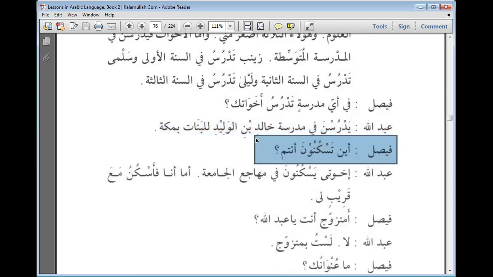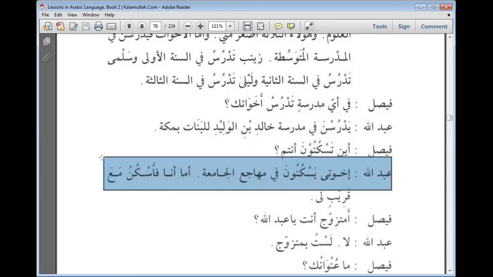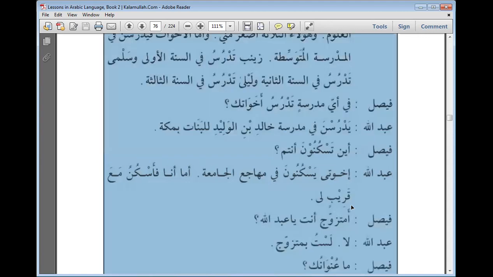فيصل أين تسكنون أنتم؟ Where do you all live? Plural, right? Abdullah: إخوتي يسكنون في مهاجع الجامعة، أما أنا فأسكن مع قريب لي.